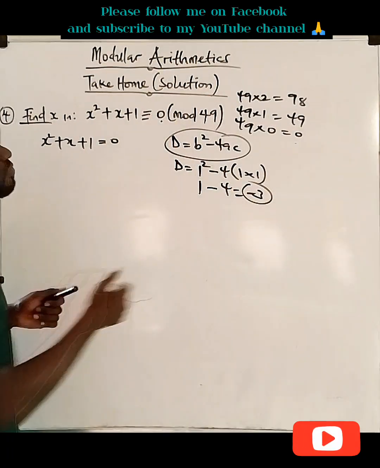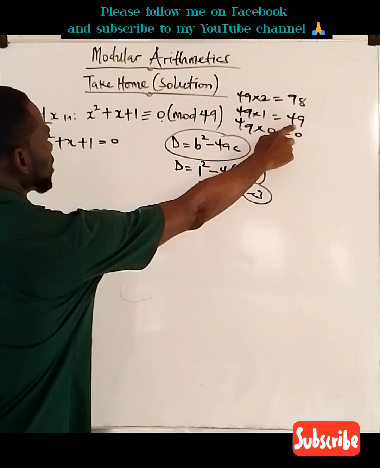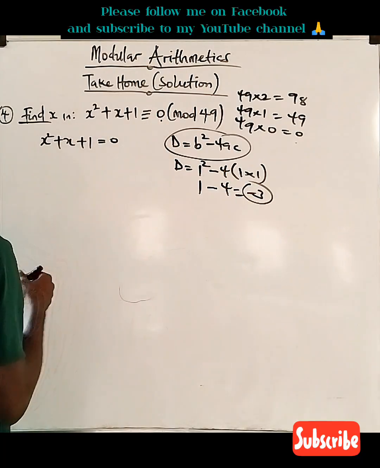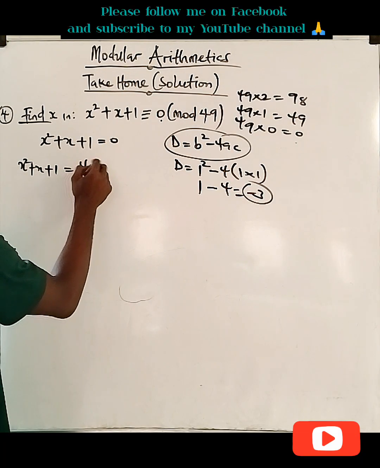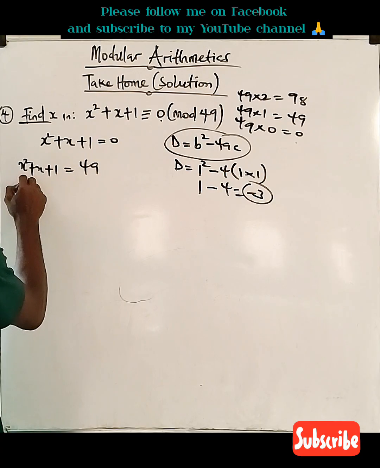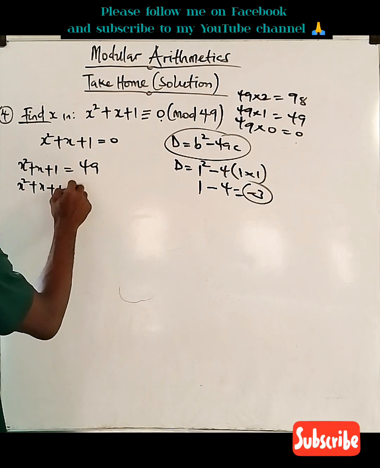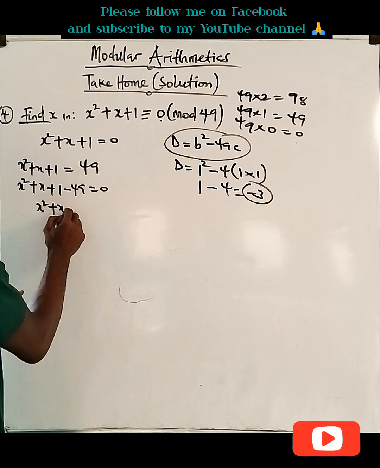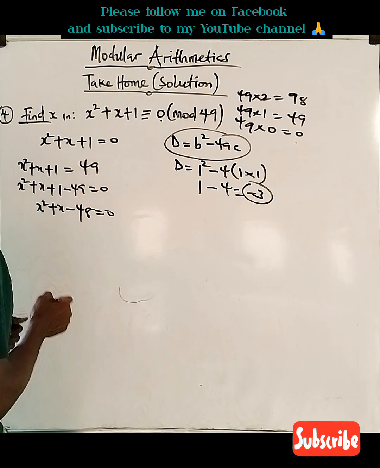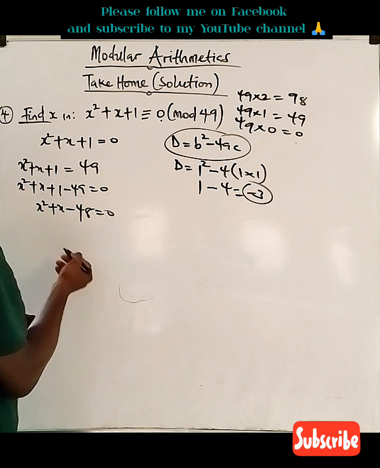So let's try out 49. We're not going to use this one. Let's try 49. 49 plus 0 is 49. So that's x squared plus x plus 1 equals 49. We send this to the other side: x squared plus x plus 1 minus 49 equals 0. 1 minus 49 is minus 48, so x squared plus x minus 48 equals 0. So a is 1, b is 1, c is minus 48.